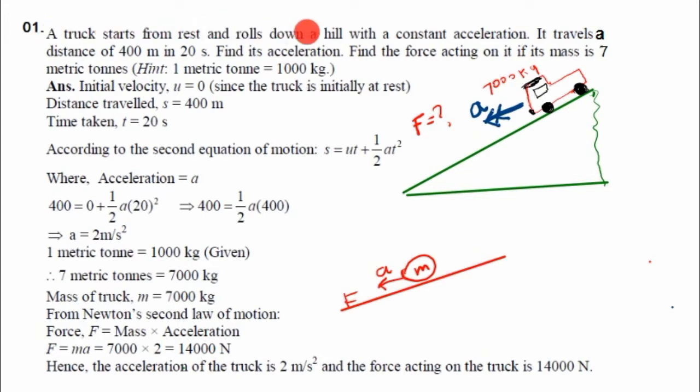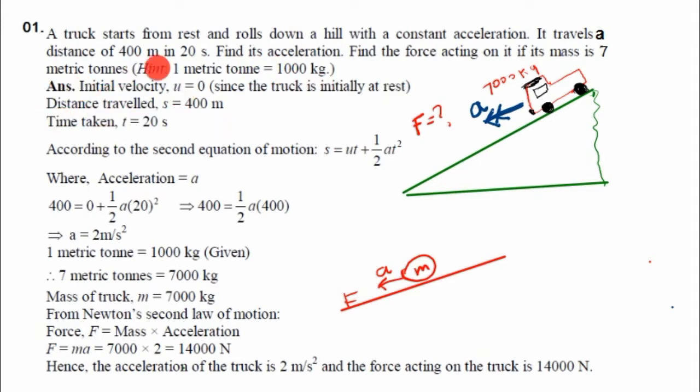A truck starts from a restaurant and rolls downhill with a constant acceleration, and travels a distance of 400 meters in 20 seconds. Find its acceleration, and find the force acting on it. The mass is 7 metric tons. Hint: 1 metric ton is equal to 1000 kilograms.